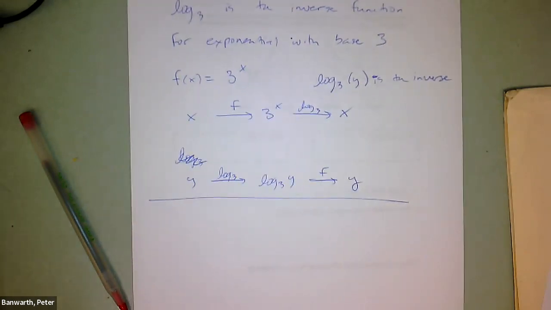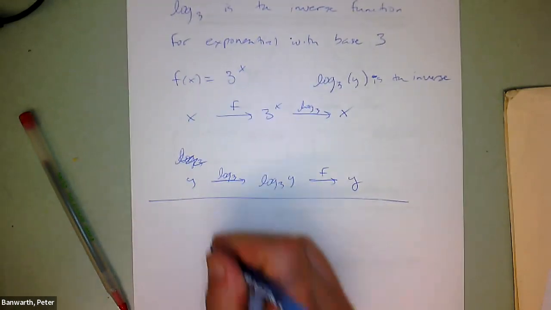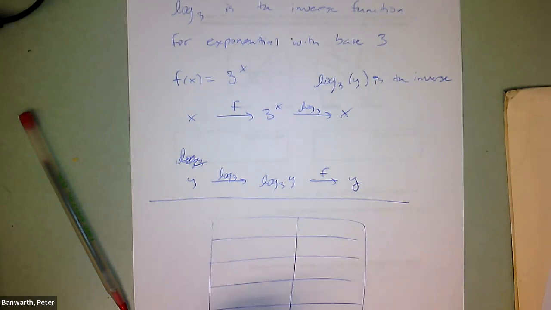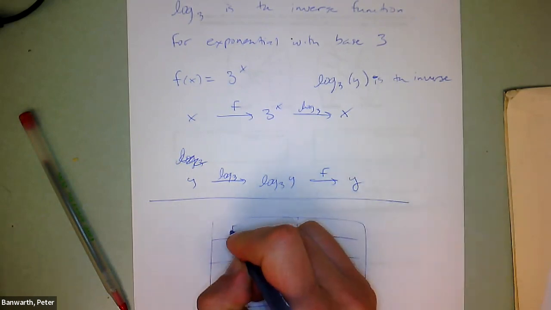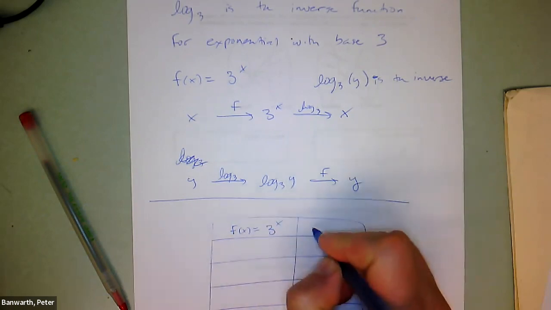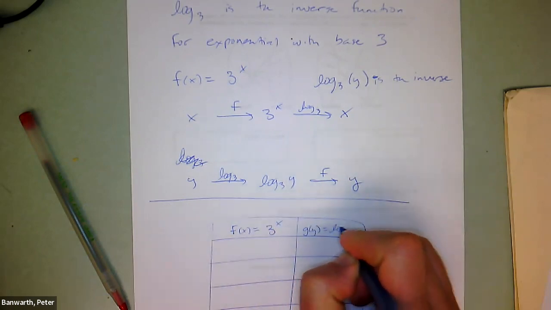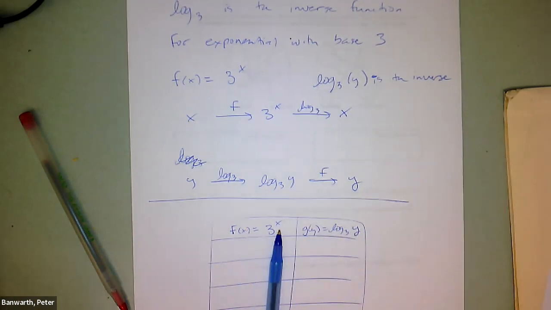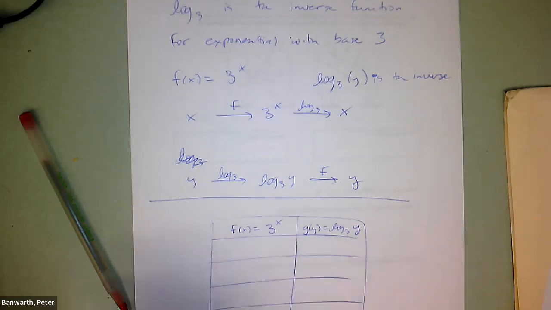So in your table, you've done this a couple times, or you will do this a couple times in your homework. So let's let f of x equals 3 to the x, and g of y equals log base 3 of y. You'll notice I'm still using y's and not x's. That's because I like to think about f sends my x's into the y space and g sends my y's into the x space. Let me start over here.